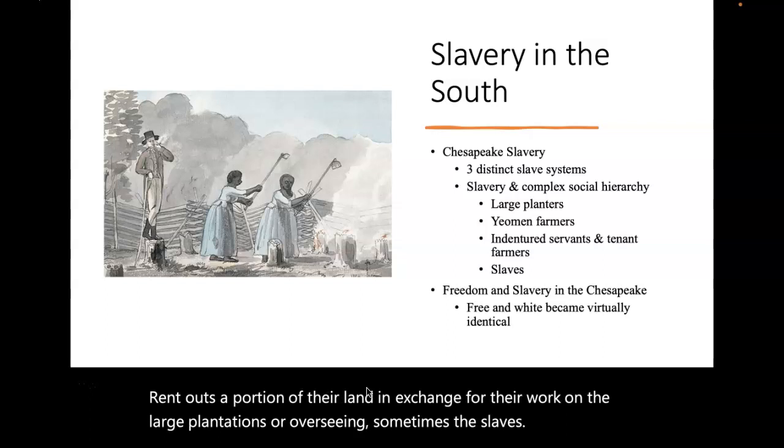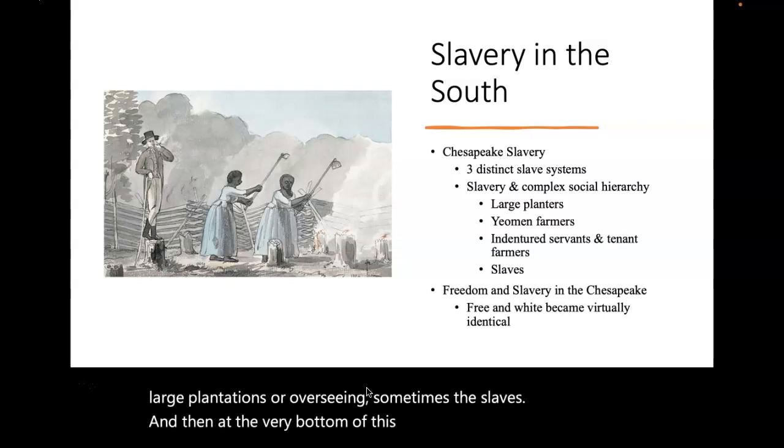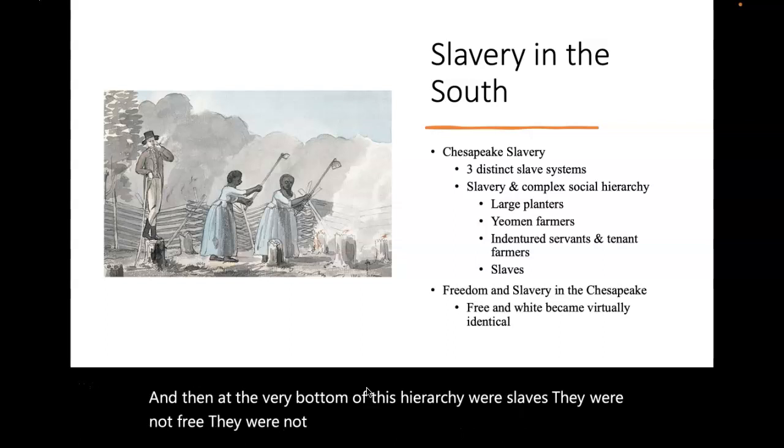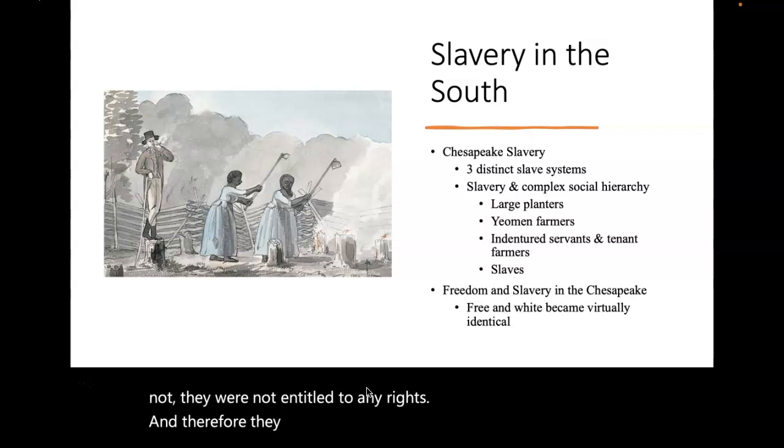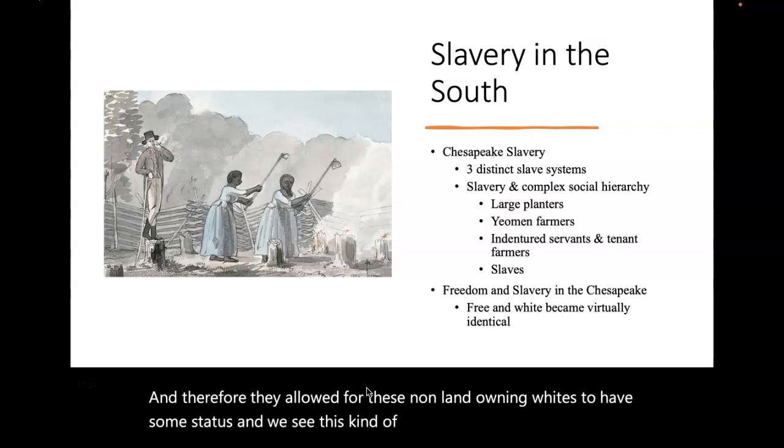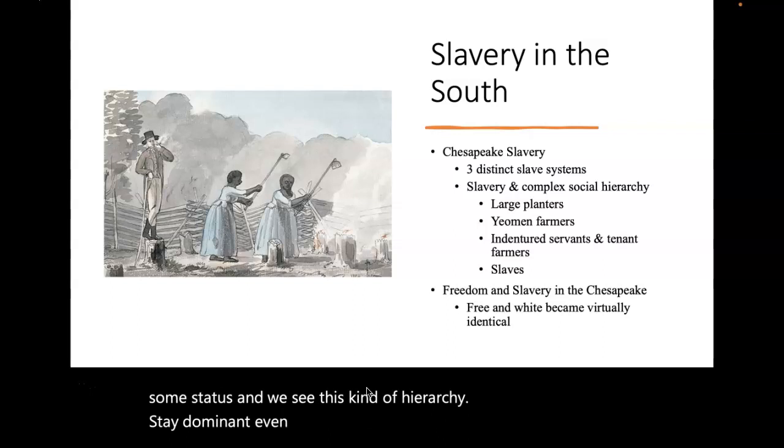And then at the very bottom of this hierarchy were slaves. They were not free. They were not entitled to any rights. And therefore, they allowed for these non-land-owning whites to have some status. And we see this kind of hierarchy stay dominant even throughout the end of the Civil War into the 20th century in the Jim Crow South.